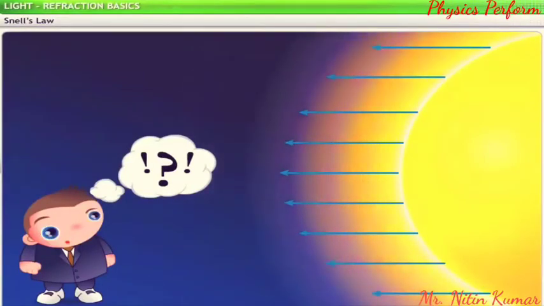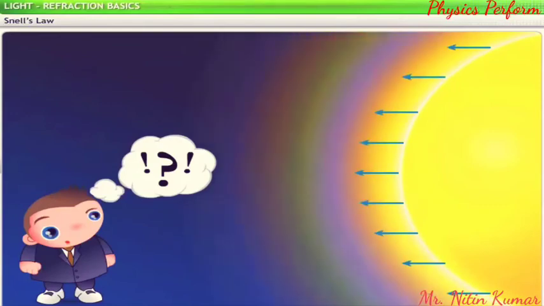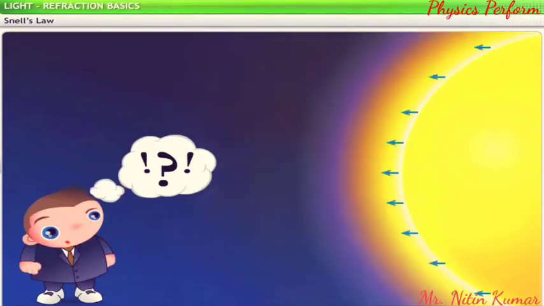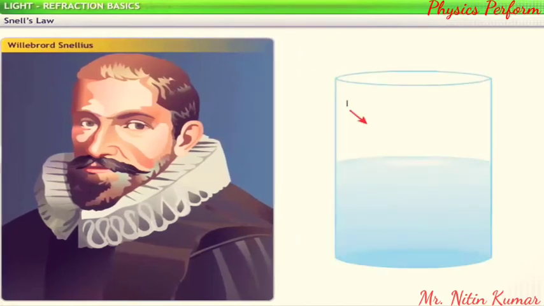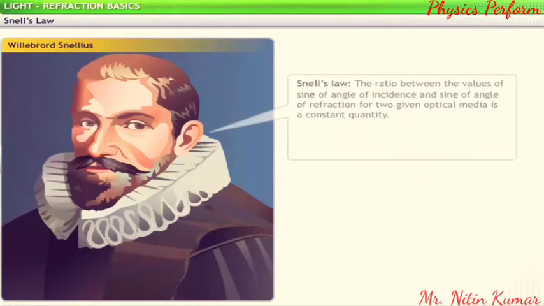It is difficult to determine the velocity of light in each medium. Therefore, another method of determining refractive index of media was needed. Willebrord Snellius, a Dutch mathematician, discovered the relationship between the angle of incidence and the angle of refraction for two given optical media. On the basis of this knowledge, he proposed a law to measure the refractive index of a material. This law is known as Snell's law.